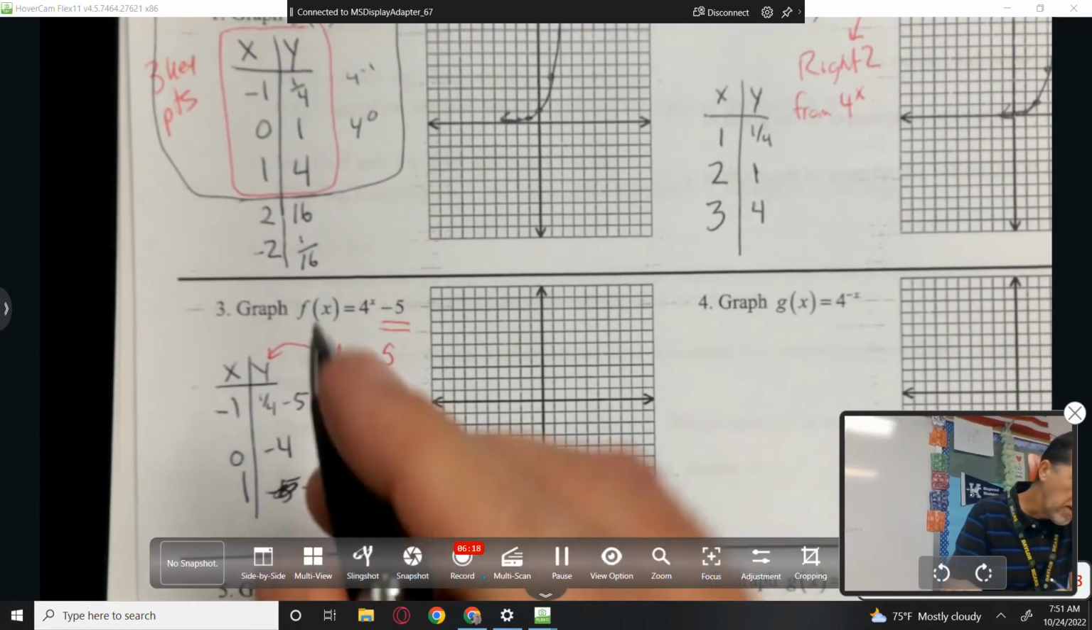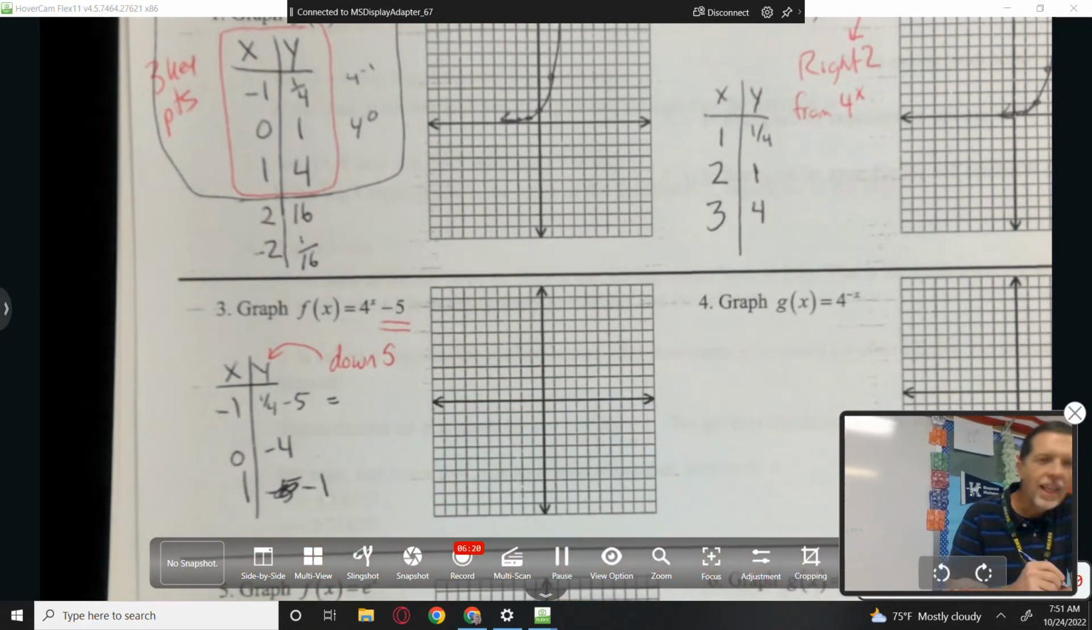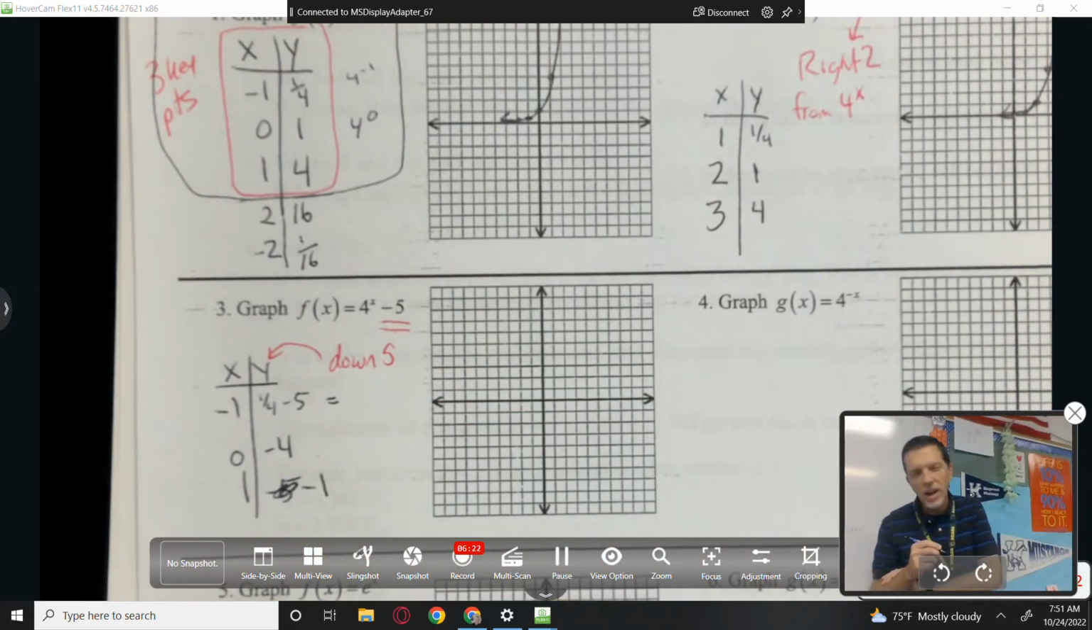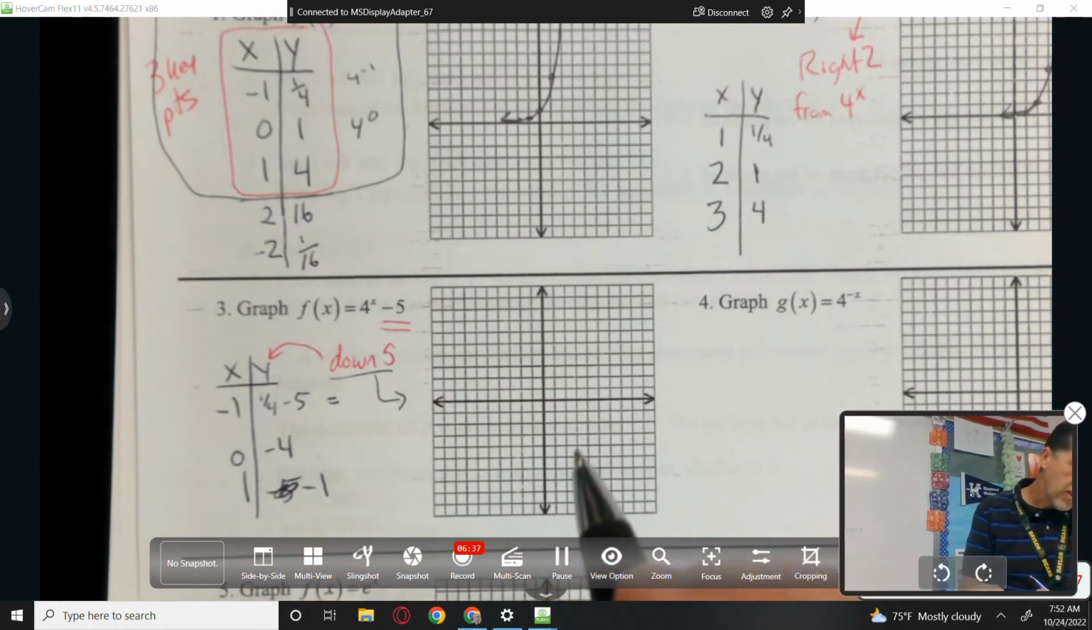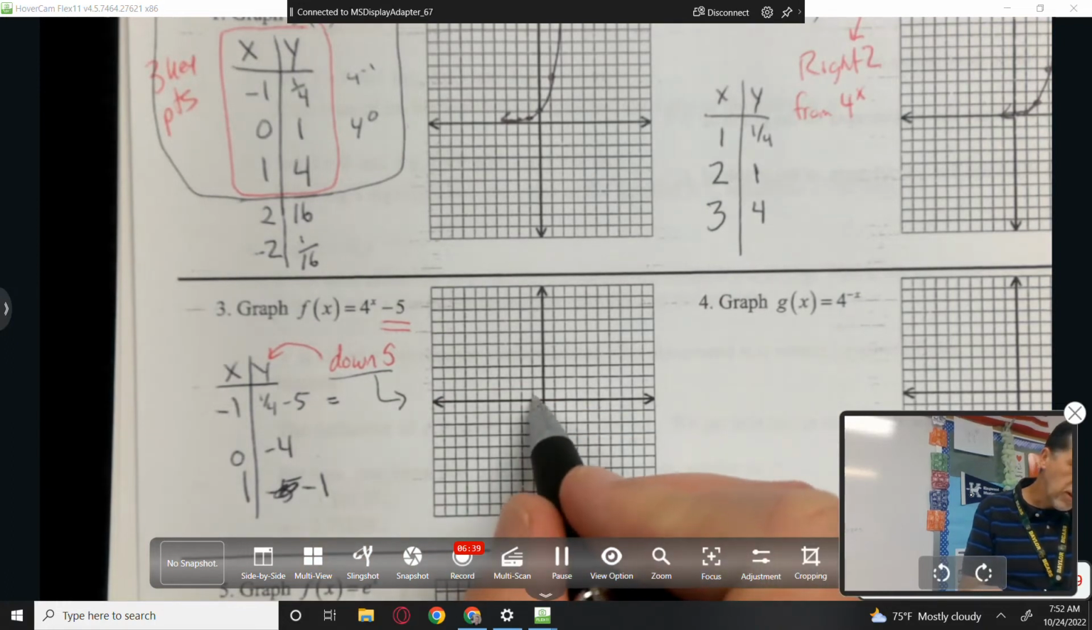Okay, 1/4 minus 5. You can do the common denominator thing, and that's fine. You could just know that 5 minus 1/4 would be 4 and 3/4, but negative. But you can also sort of use the down 5 thing on the graph. So normally we're at -1, 1/4.